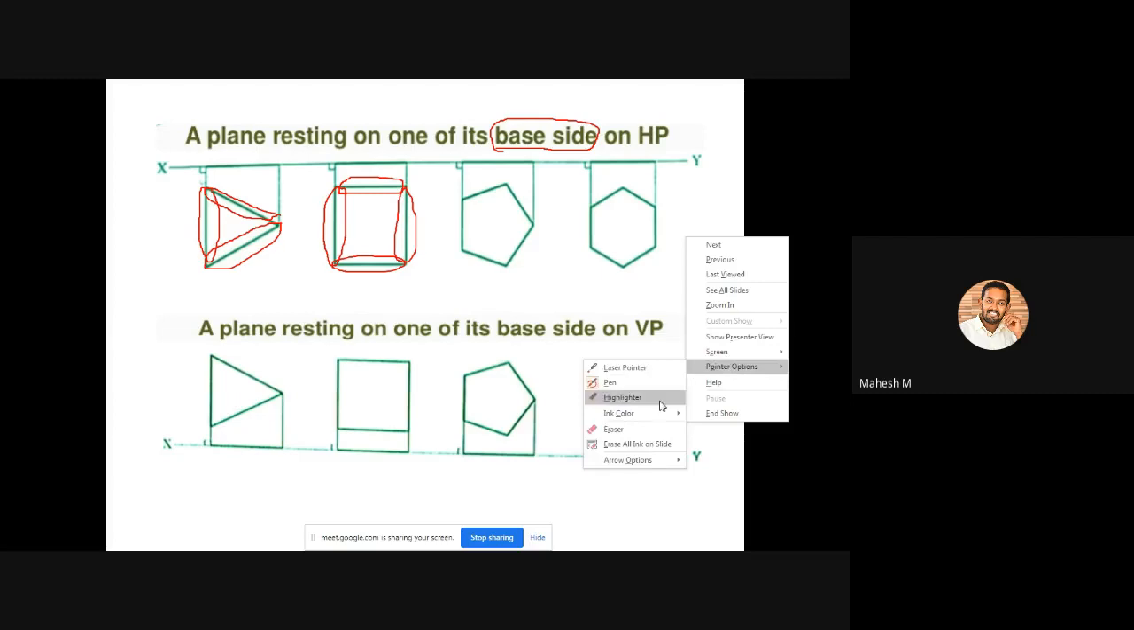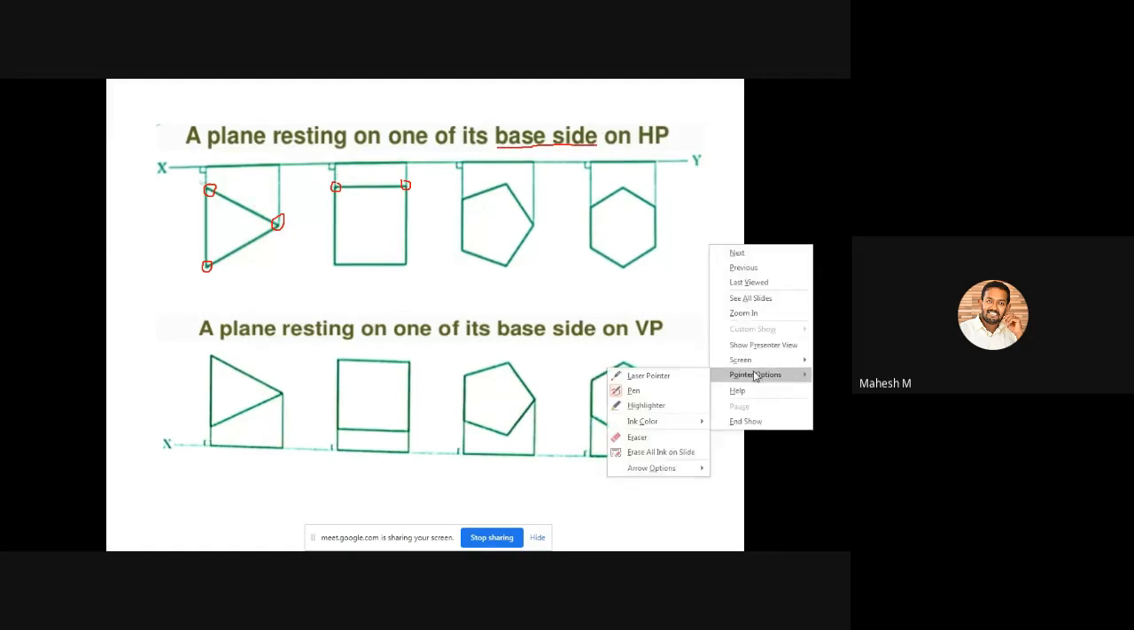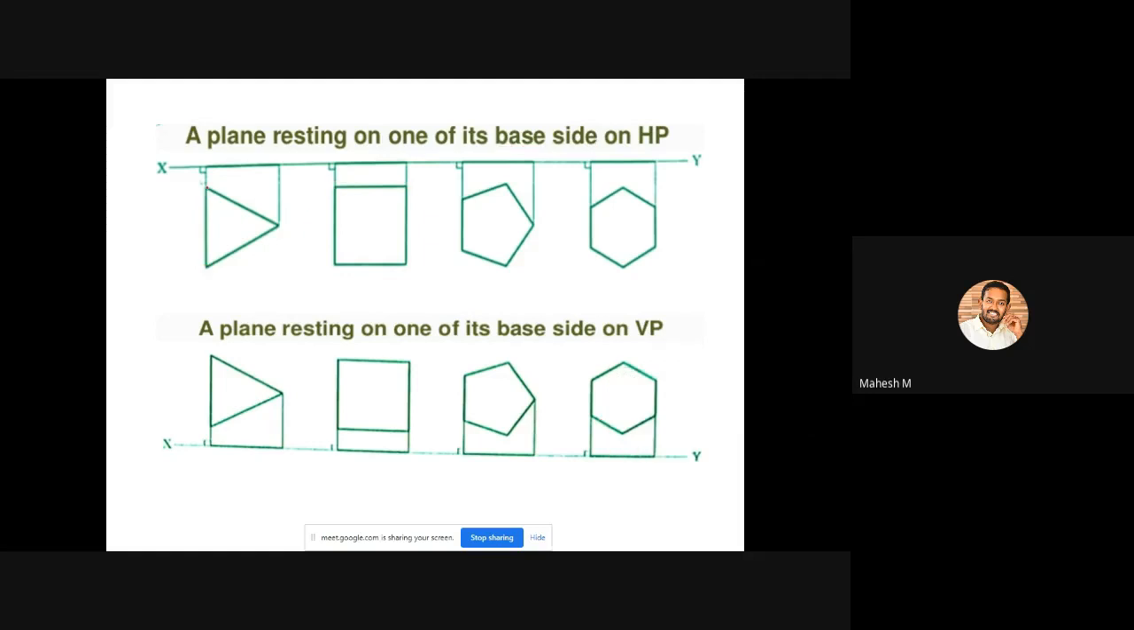Similarly, look at the corners. For a triangle, you have 3 corners. So these 3 will be our corners. For a rectangle or square, you will have 4 corners. For a pentagon, you have 5 corners, and for a hexagon, you have 6 corners. So since they said base side on HP, you have to mark the side value on the left side of your diagram. The left side of your diagram should be the side value.